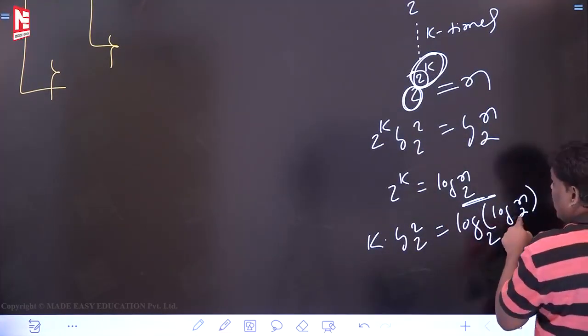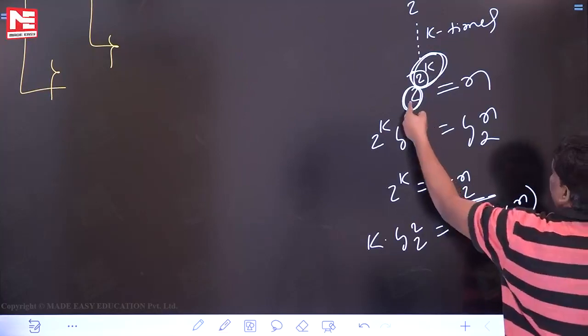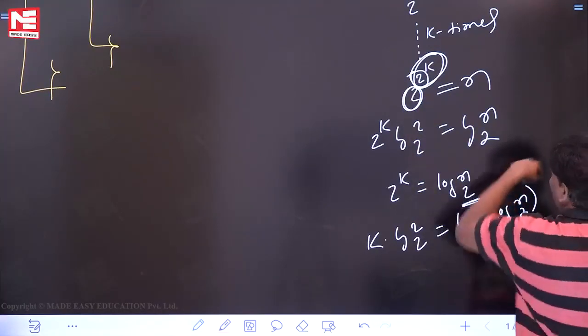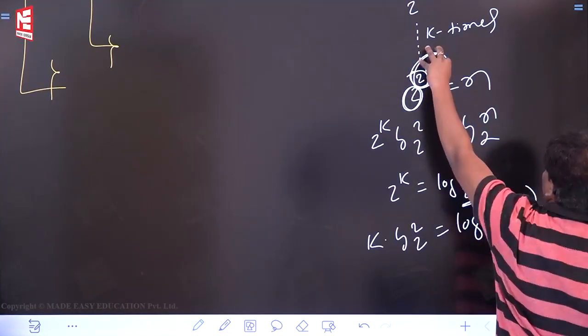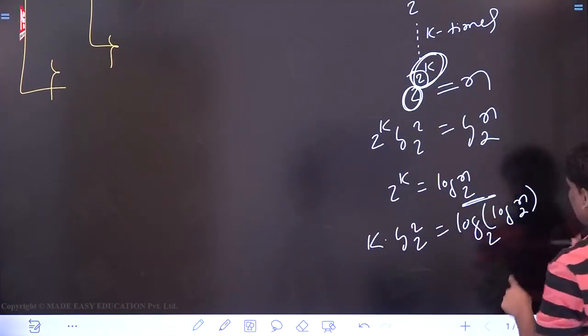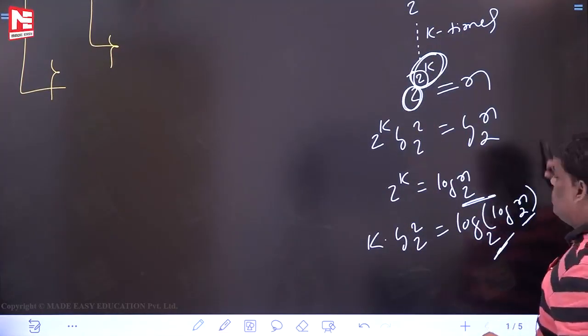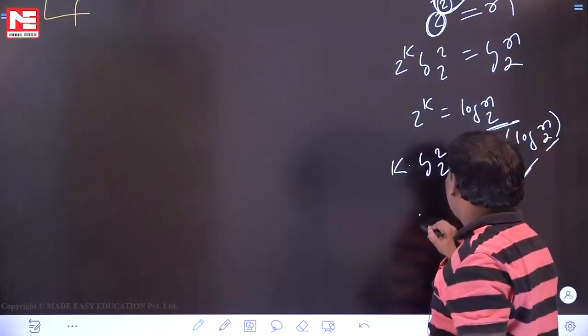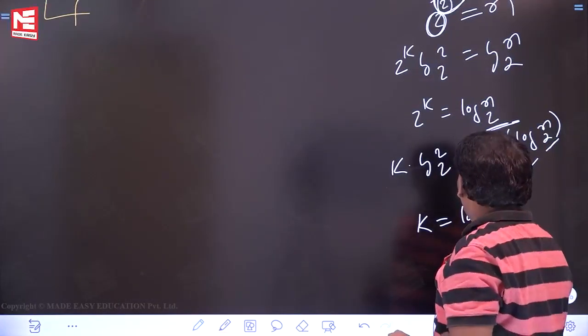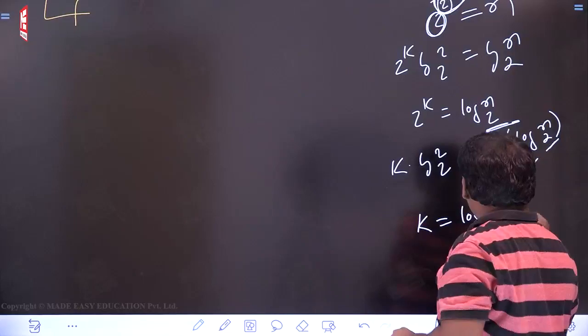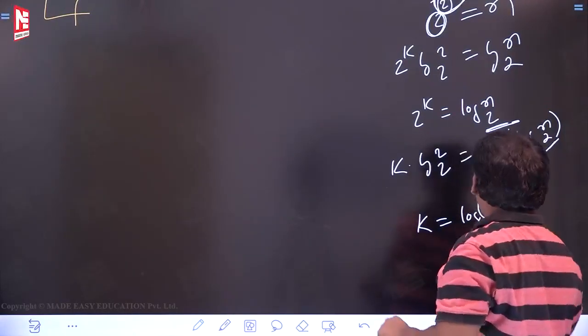First, base 2 came, the inner base 2, because it came first. The outer base is going to be this one. In the power, whoever is there will come late, right? This is, I think, base 2 and base 2. So the k value becomes, what is the answer? K is equal to log of log n base 2.